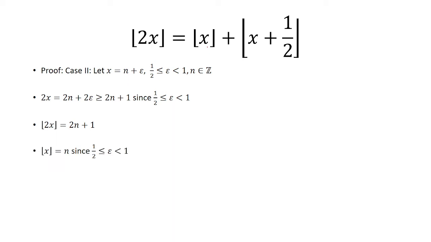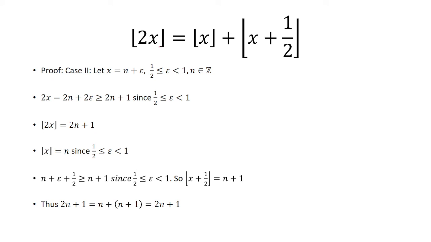Now the floor of x is still n, since it's greater than n but less than n plus 1. And now n plus epsilon plus 1/2 is greater than or equal to n plus 1, since epsilon is greater than or equal to 1/2, and also less than 1. So the floor of x plus 1/2 has to equal n plus 1.